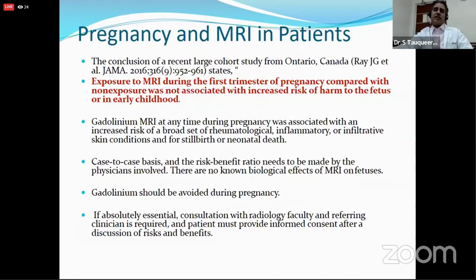First trimester was an issue which appears to be resolving nowadays, but the use of gadolinium contrast agent should be avoided because that is still an issue and we are not sure about the safety features of gadolinium. So we should try to avoid gadolinium. If at all it has to be done, then it should be under informed consent where the patient, the clinician, and the radiology staff and radiologists should all sit together and do the risk versus benefit analysis, and then go ahead with the gadolinium contrast. So for pregnancy and MRI, MRI can be done anytime, but not the use of gadolinium.